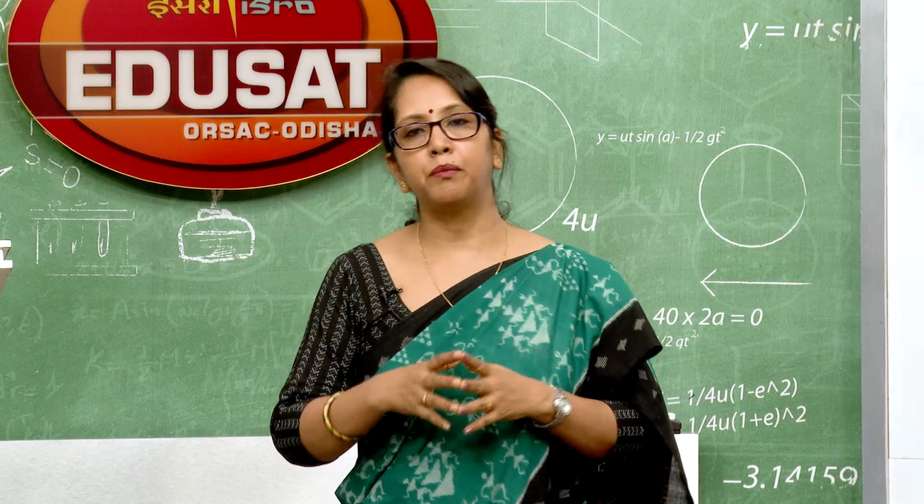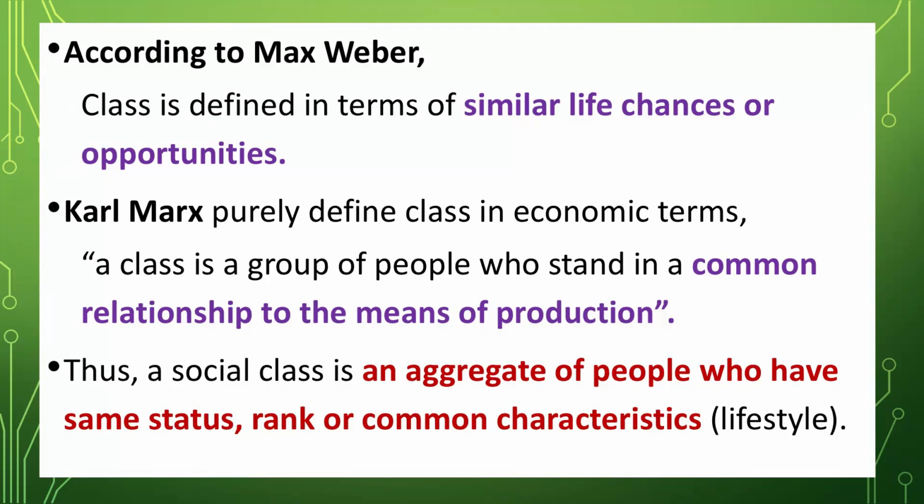So from that context, Weber says that similar life condition, where people enjoy all the resources or similar life condition, then we say it is a class. Similarly, the opinion of Karl Marx on class is very crucial. How does Marx define the concept of class? He says that a class is a group of people who stand in a common relationship to the means of production. Okay? So what is the basic difference between Weber's definition and the Marxian definition?